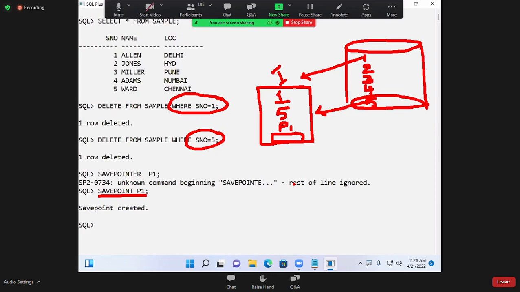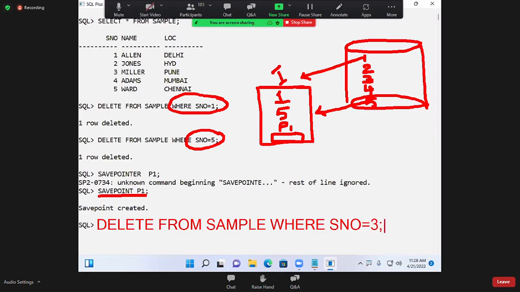Now, in this pointer P1 memory, which the system allocated, I have to store the information of the row you want to roll back in the future. Which row? For example, row 103. So I write it like this: delete from my table sample where serial number is equal to 3.